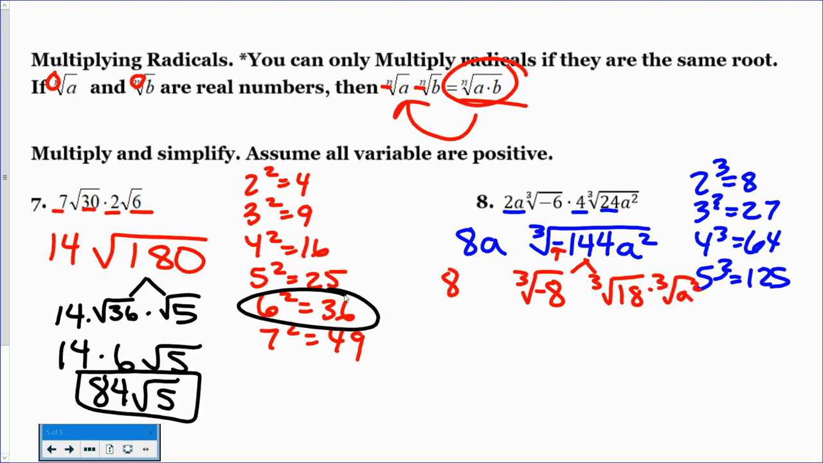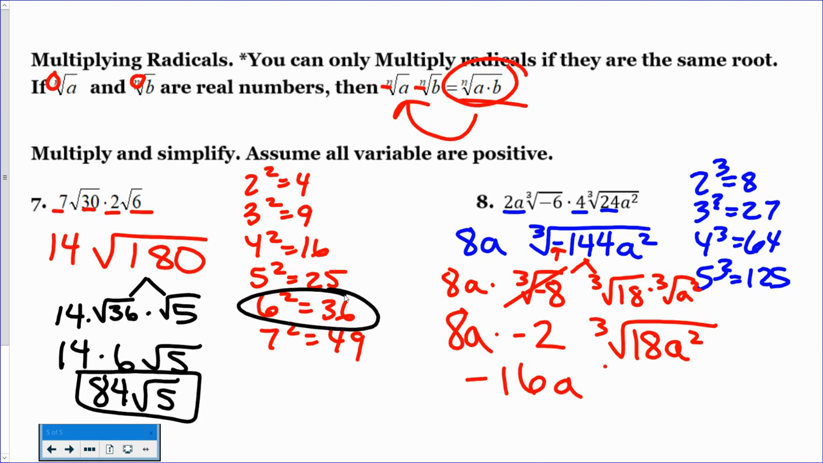All right, I'll carry the 8a down so I don't forget it. So I can take the cube root of negative 8. That would give me a negative 2, which will multiply the 8a, since those are both outside the radical. Inside of my cube root, 18 will stay because 8 can't divide it as the smallest perfect cube I have left to try. A squared will also stay. That exponent is smaller than my root, or my index, I should say. So this would be negative 16a cube root of 18a squared.